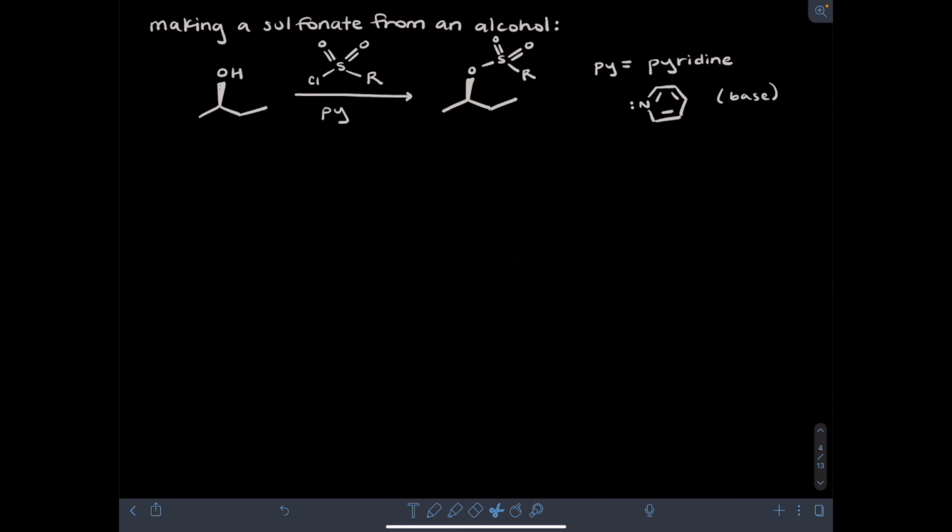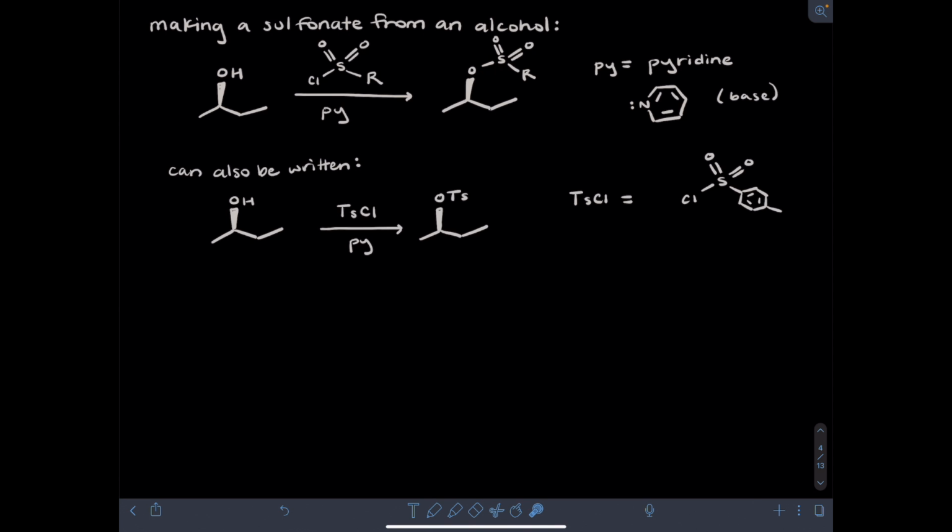A method for making a sulfonate from an alcohol is treating that alcohol with a sulfonyl chloride, where you have an S doubly bound to an oxygen, another oxygen, having an R group, and a chlorine attached to sulfur. You treat this chloride with the alcohol in the presence of pyridine, a base, and you remove the hydrogen from the oxygen and replace it with an SO2R group. If your alcohol is present on a chiral center, that chiral center is maintained. And actually, this oxygen of the alcohol is this oxygen of the alkyl sulfonate.